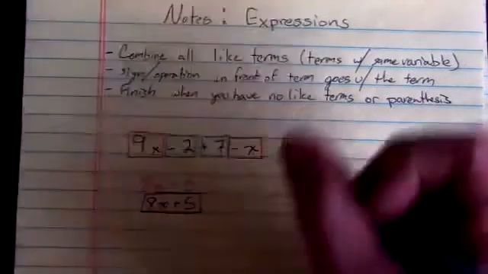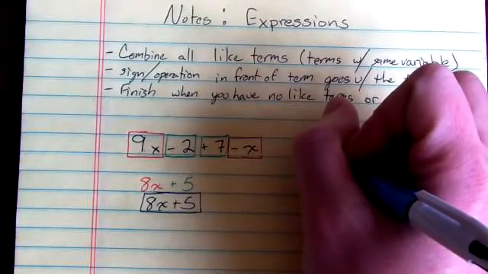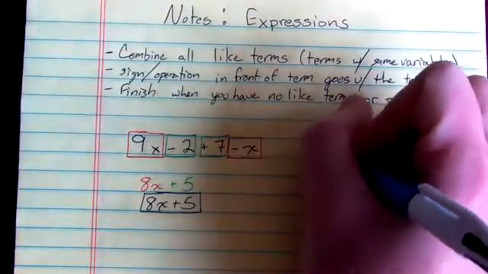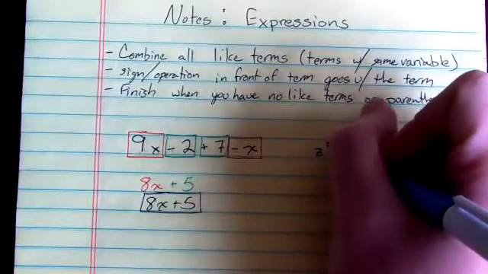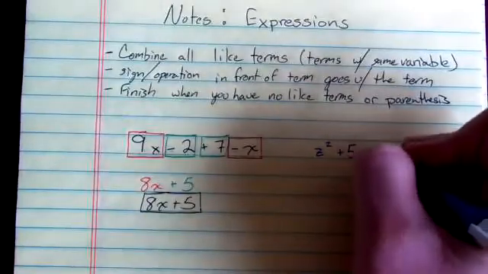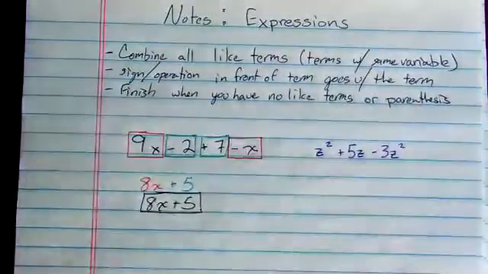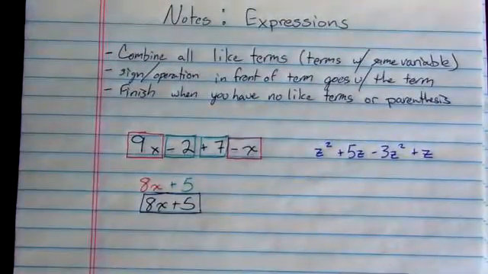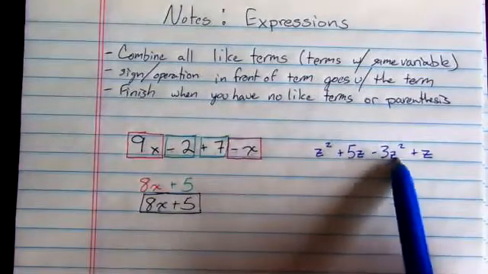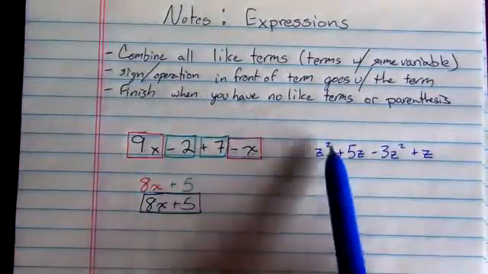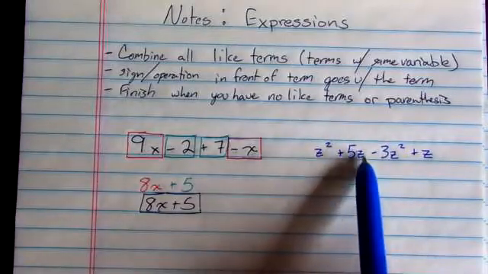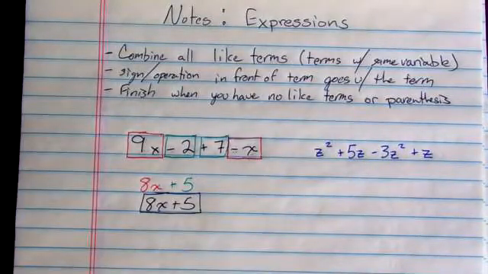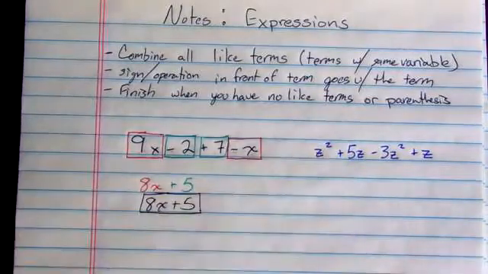Let's look at another example. z squared plus 5z minus 3z squared plus z. This one's a little tricky because we're dealing with the same variable and some have exponents. When you see the exponents, that means they're not the same as ones without the exponent. The different values of exponents means it's a different variable. Think of it as a different term.